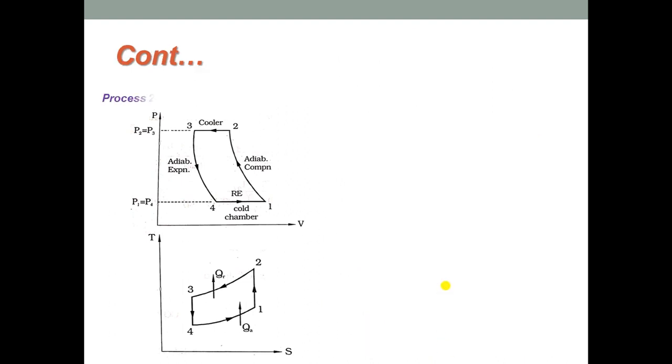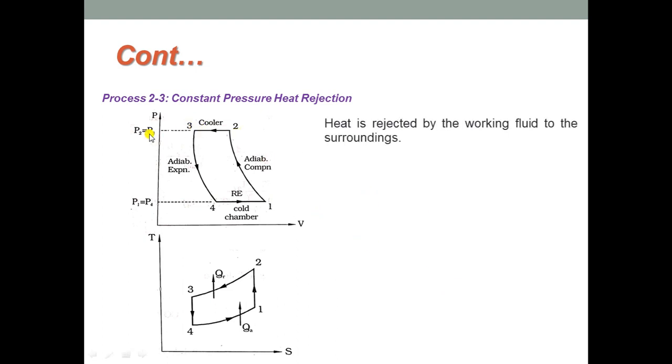Moving on to the second process from 2 to 3, which is constant pressure heat rejection. So, pressure remains constant from point 2 to point 3. You can see here P2 is equal to P3. The high pressure, high temperature air leaves the compressor and enters the cooler during this process, where it is cooled at constant pressure to a temperature T3 that you can observe in the TS diagram. So, temperature decreases from T2 to T3.